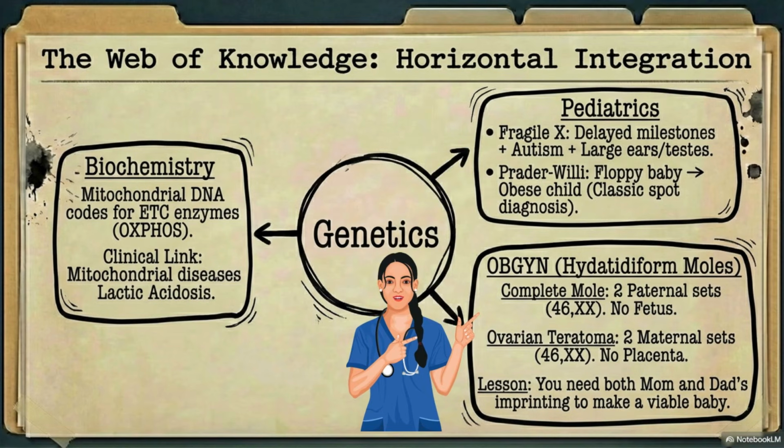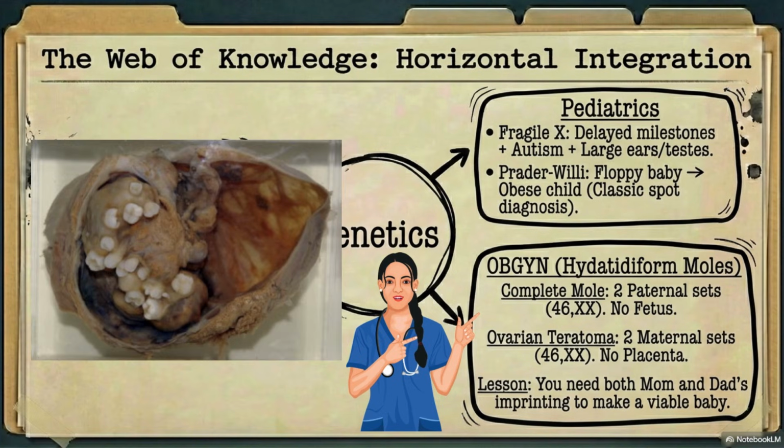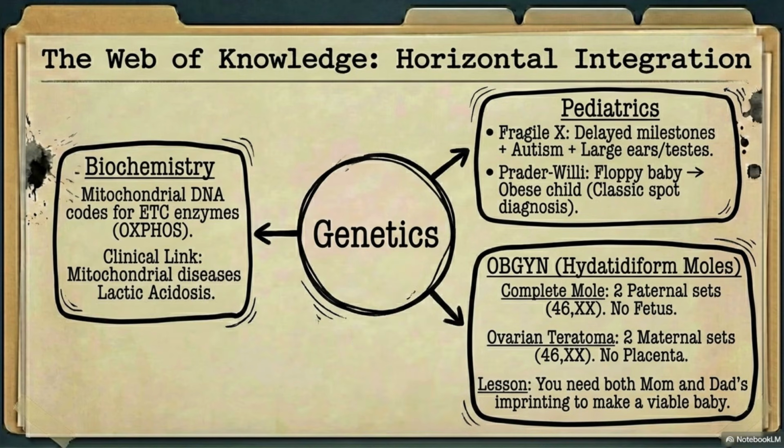Obsgyne. Hydatidiform moles. This is an imprinting problem too. Complete mole. There are 2 paternal sets, 46XX, all dad, no fetus. Ovarian teratoma. There are 2 maternal sets, 46XX, all mom, no placenta. Lesson. You need both mom and dad's imprinting to make a viable baby.